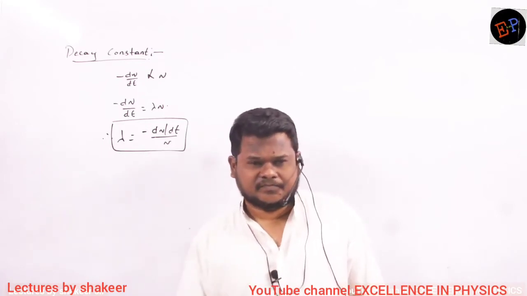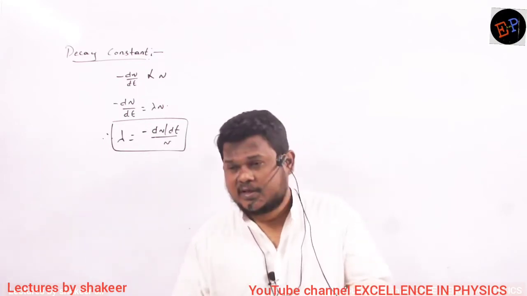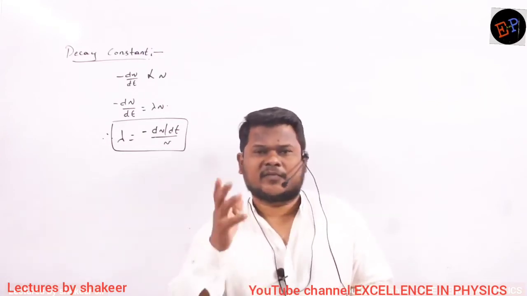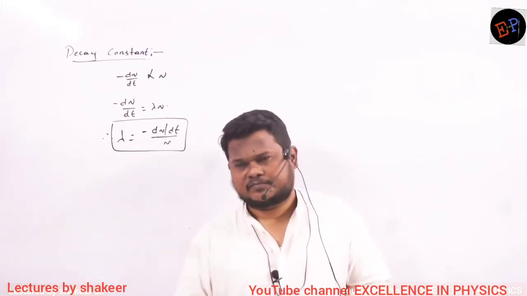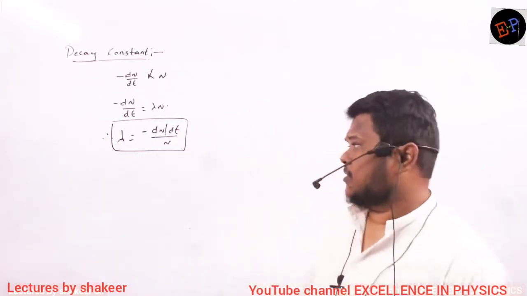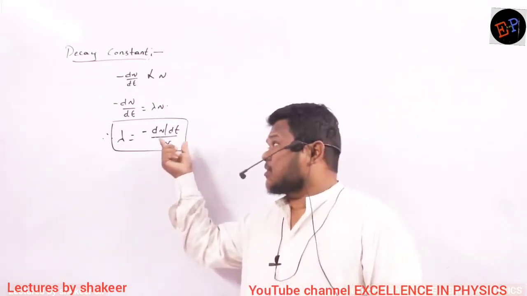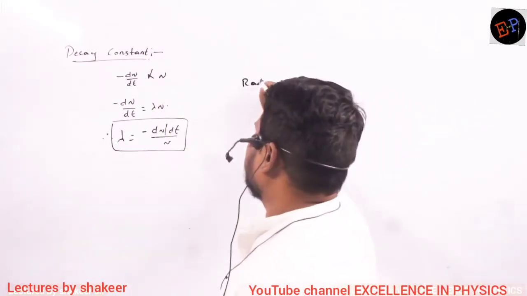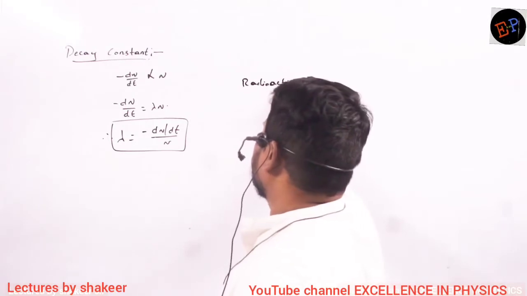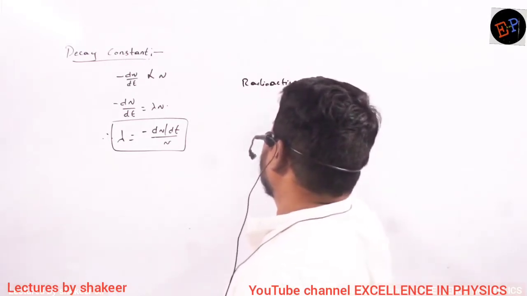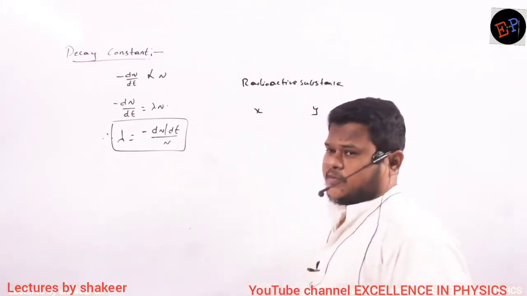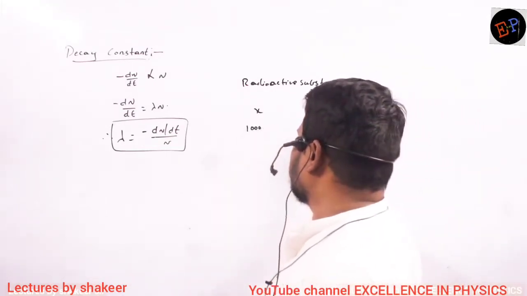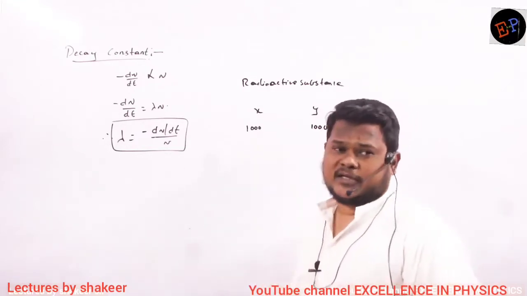Total definition, how can you say? For example, I am comparing two radioactive substances now. For one radioactive substance, I have understood that its lambda value is greater. What do you understand? What I understand is that for the same number of atoms, the disintegrations will be greater. For example, take a radioactive substance X and Y, two radioactive substances. Here I have initially 1000 atoms, here also I have 1000 atoms ready for disintegration.